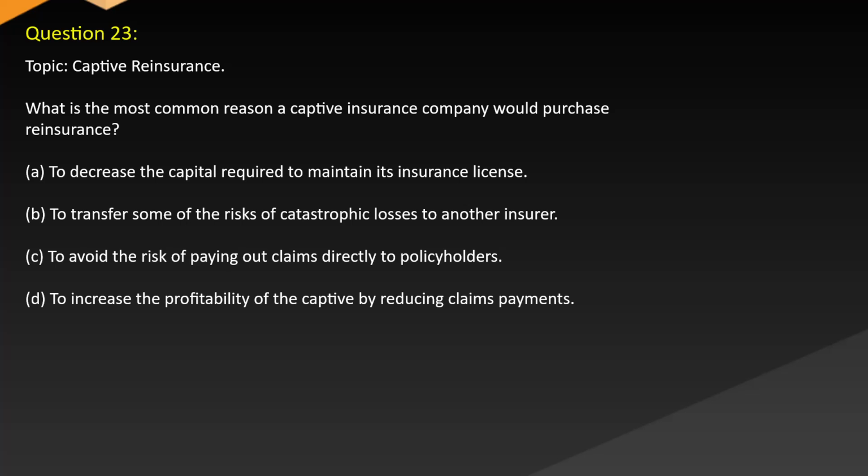Question 23. Topic: Captive reinsurance. What is the most common reason a captive insurance company would purchase reinsurance? A. To decrease the capital required to maintain its insurance license. B. To transfer some of the risks of catastrophic losses to another insurer. C. To avoid the risk of paying out claims directly to policyholders. D. To increase the profitability of the captive by reducing claims payments.